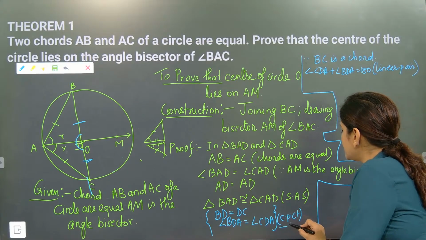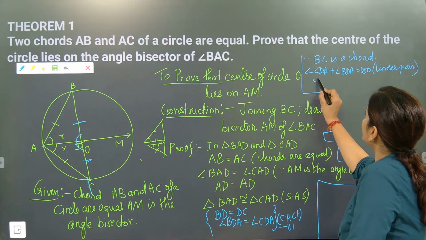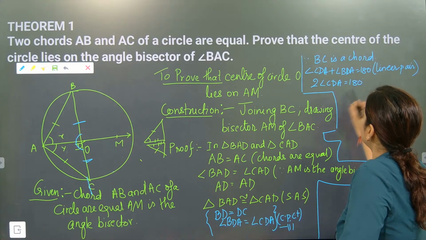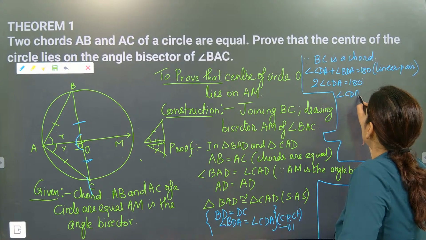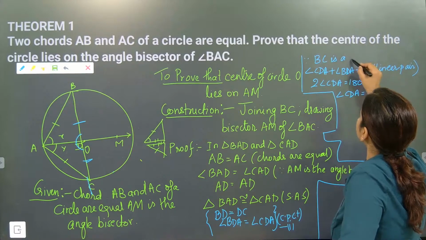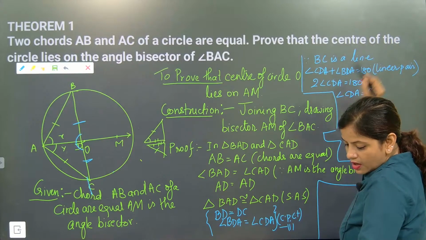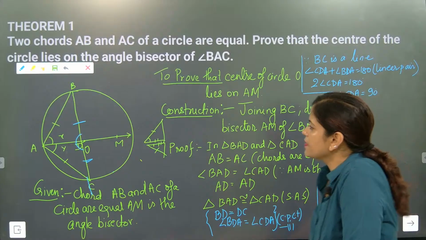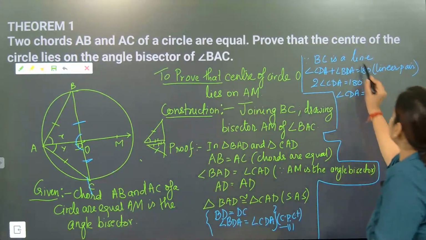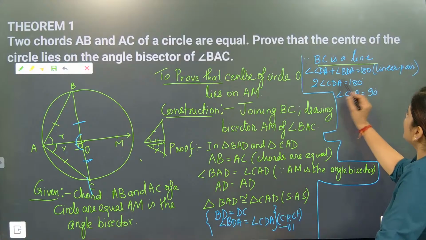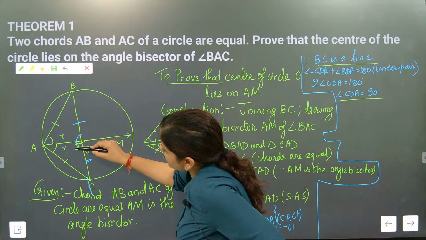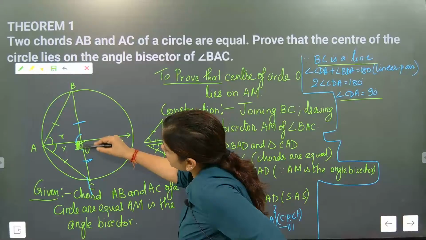Take this as equation 1. So 2 times angle CDA is equal to 180 degrees. Angle CDA is equal to 90 degrees. We will first write that BC is a line, and then we have got CDA equal to 90 degrees. That means this angle D is 90 degrees.